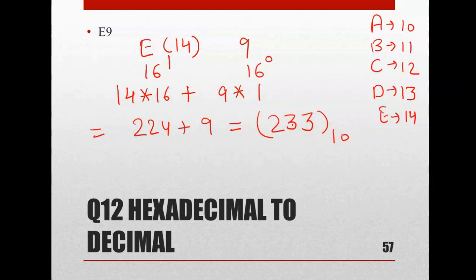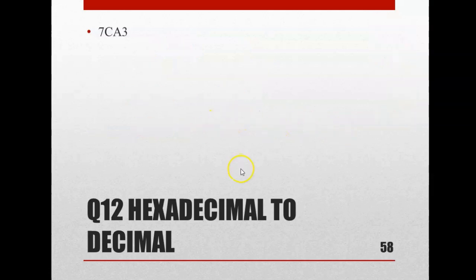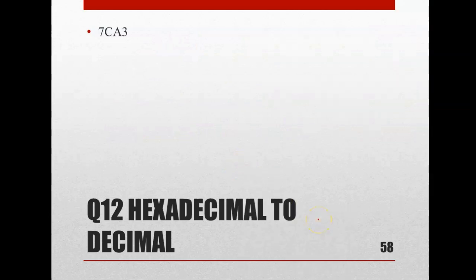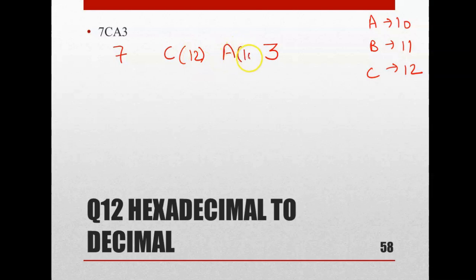Now let us start with the second part given under question number 12. The second part is 7CA3. This is question number 12 we are doing. Only four digits are there, so again C and A. You just write down all these values separately. A is 10, B is 11 and C is 12. So you will write here C is 12 and A is 10.